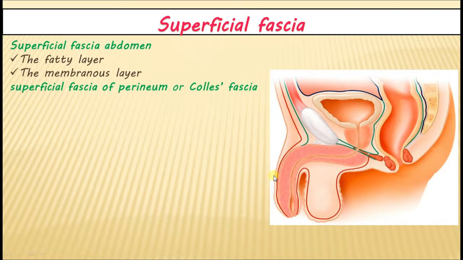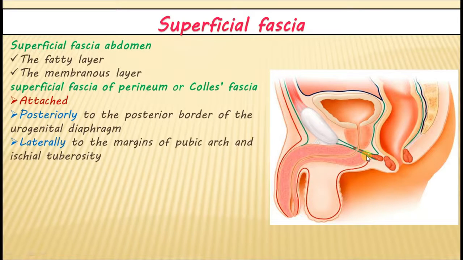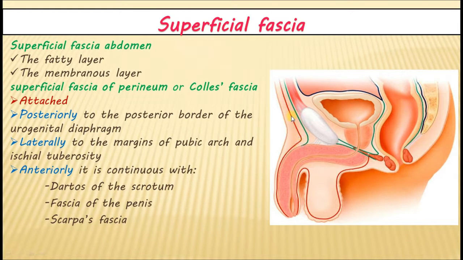So far I have described the superficial fascia, the same thing: the fatty layer and the membranous layer. So the superficial fascia of the perineum is nothing but the continuation of the Scarpa's fascia, as the Colles fascia attaches to the urogenital diaphragm, as I told you. Then laterally to the margins of the pubic arch and ischial tuberosity. Anteriorly it is continuous with the dartos layer of the scrotum, the fascia of the penis, and then the Scarpa's fascia.